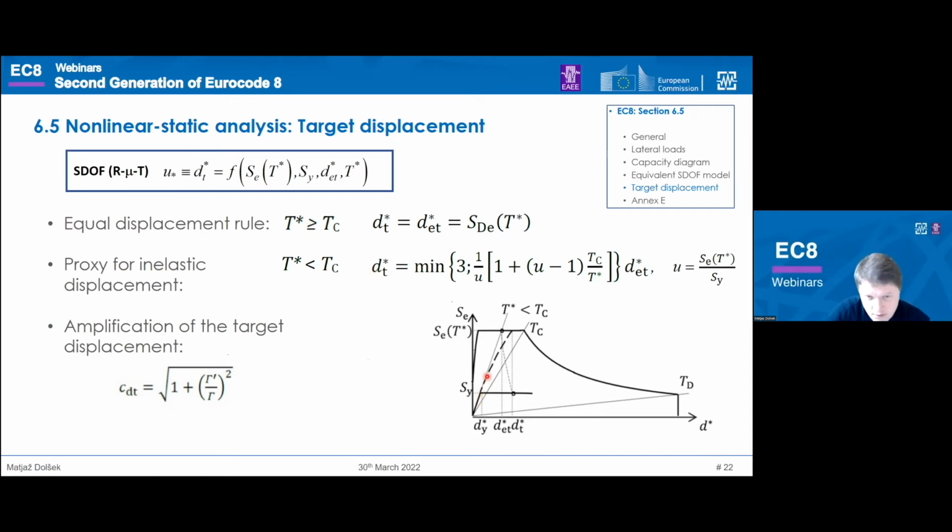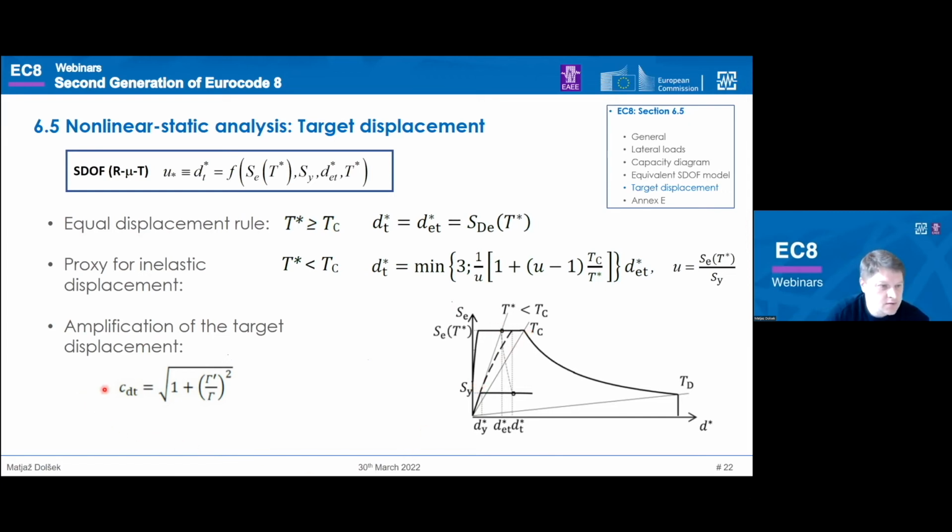Maybe a small warning. This is the figure which is taken from that part of the code. And this line actually represents the so-called N2 curve. It's an alternative or proxy for the IDA curve. But if it is based on this formula, it should be a linear function, not a curve.